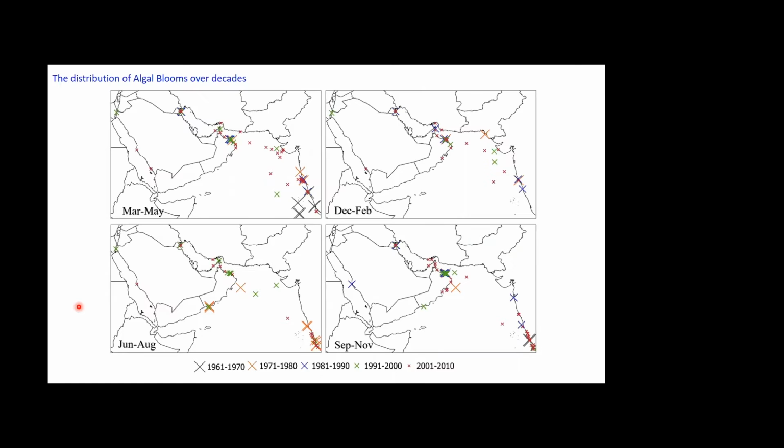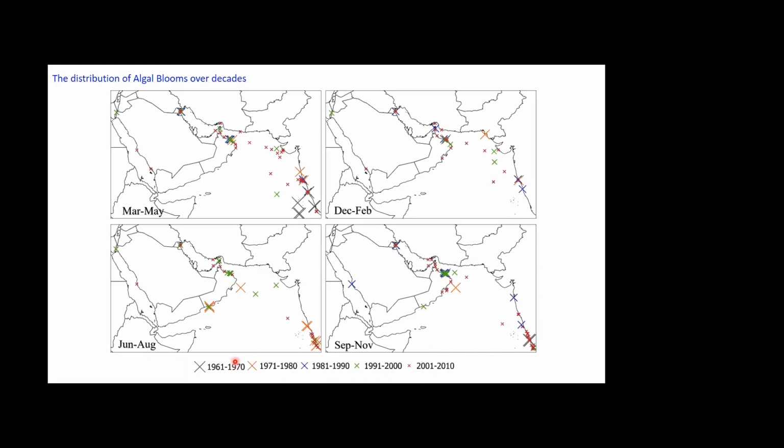We have collected the data recorded in this region for 5 decades, as you see here, between 1961 and 2010, to see the distribution of the blooms since then. How do they change? And what are the locations and the seasons where they occur?